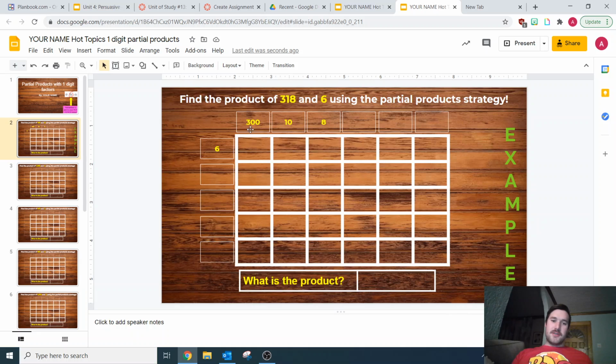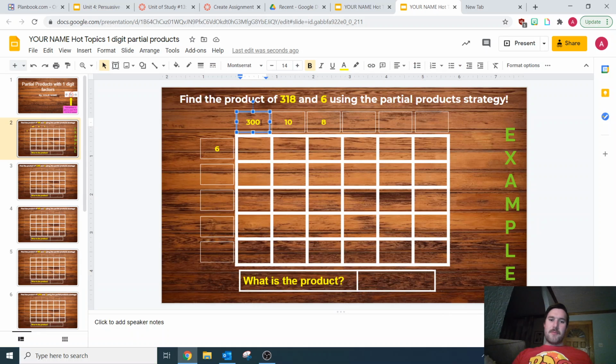If I start to do my partial products and I see 300 times 6, and I think that's going to be a product I can't readily get just by recalling or doing a quick strategy, then you might need to break down some of the numbers even more. So 300 I could decompose into 100, 100, 100, and then I could leave 10 and 8 the same. Now I might look at this and say 100 times 6, okay, that's a little bit easier for me. That's going to be 600.